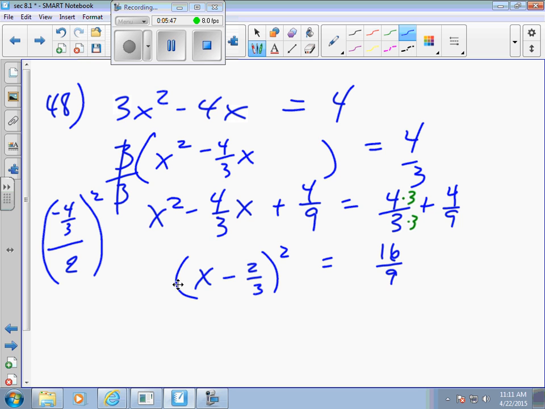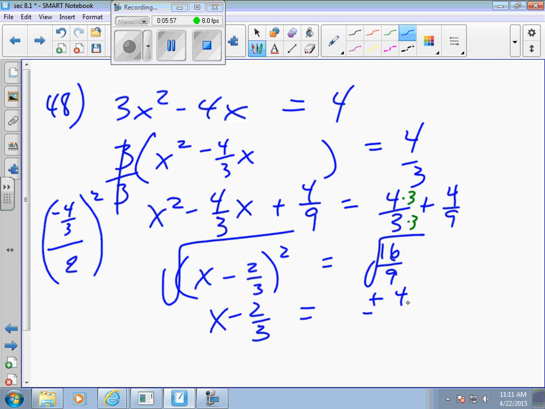So when I square root both sides, I get x minus 2/3 equals plus or minus the square root of 16 is 4, the square root of 9 is 3, and I'm going to add 2/3 to both sides. So I get 2/3. Because there's no square root or i, we need to split this into two answers. So here's my two answers.